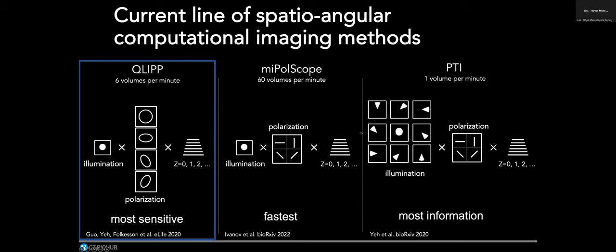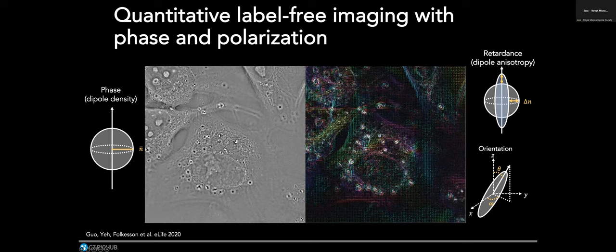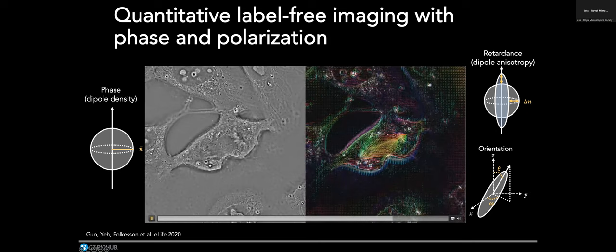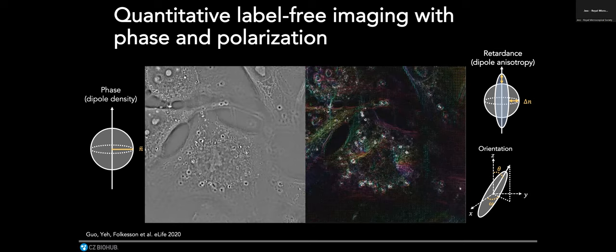All right. So what does the data look like? This is a movie of a dividing cell, and on the left, we are looking at the phase measurement or the isotropic component of the permittivity tensor. And on the right, we are looking at something that may be less familiar, which is the anisotropic component of the permittivity tensor. The brightness in the background reports the magnitude of anisotropy, which is retardance, and the colored lines represent the orientation of the anisotropy. As you can see from this movie, these properties of phase, retardance and orientation let you visualize multiple organelles from their physical properties.